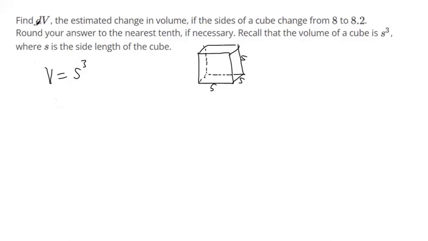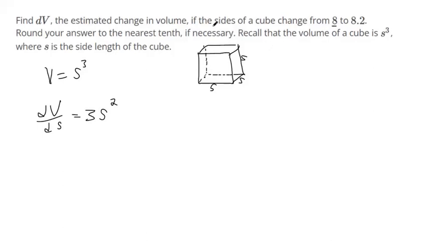We want to know what dv is. So if you take a derivative with respect to the side length, then you're calculating the derivative of the volume with respect to the side length. And if you take a derivative of this with respect to s, it's like this is your x variable that we usually use. The 3 comes down, gets reduced by 1. So there's the derivative with respect to s of this relation.